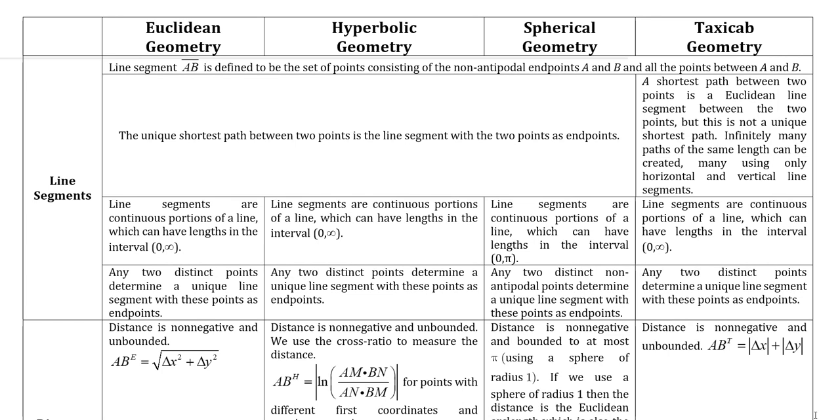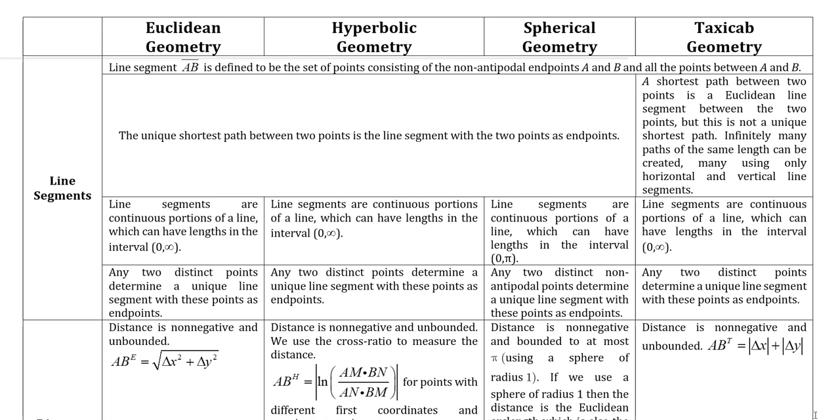Okay, some things about line segments. Line segment AB is defined to be the set of points consisting of the non-antipodal endpoints A and B and all the points between A and B. That's the definition. Generally speaking, when we have definitions, the definitions are the same in all the different geometries, and then we just see what the consequences of those definitions give us in the different geometries.